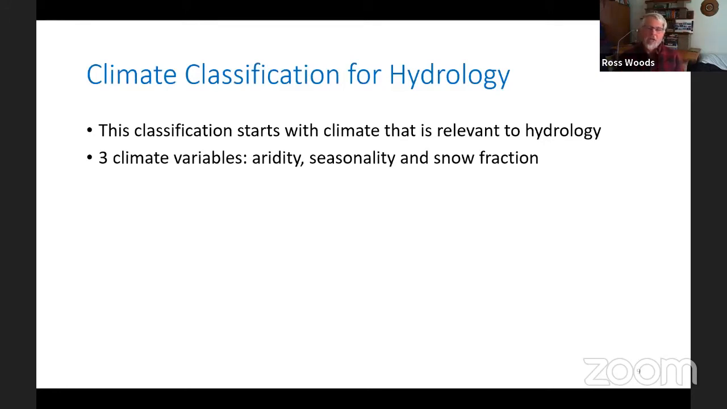What I've done is I've started with a climate classification for hydrology. So not trying to do everything about hydrology, but just saying, what are the different kinds of climates from the perspective of a hydrologist? And what do we need to describe which climate we are in? Now, it might be that if I was a plant physiologist, then I would have quite different ideas about what aspects of climate were important, but we tried to think of it from a hydrological point of view and identified 3 climate variables that at the scale of the globe were useful. 1 to describe aridity, 1 for seasonality, and 1 for the snow fraction.